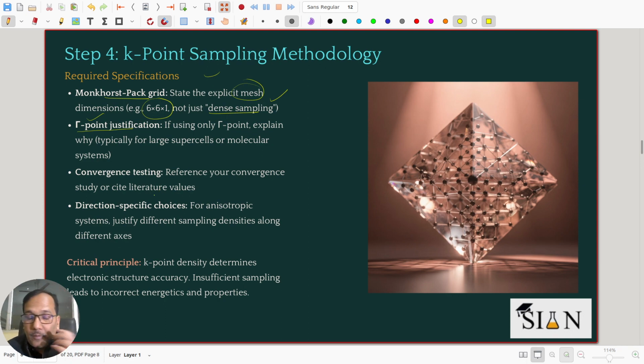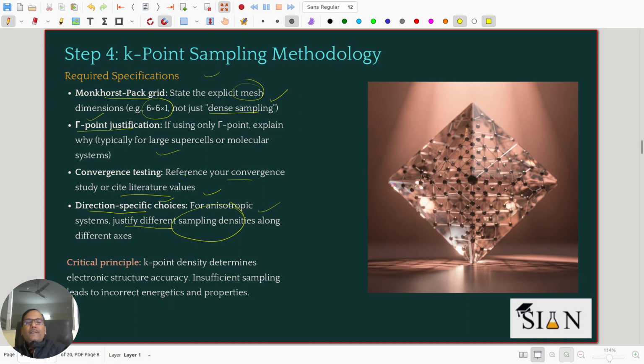For example, for a molecular system, if you are using a glucose molecule or a benzene ring type thing from chemistry and you want to optimize it, then you use a bigger simulation box. With the larger supercell, you can calculate using the Gamma point, meaning 1 cross 1 cross 1 k-points. And also convergence testing: reference your convergence study or cited literature values. And direction-specific choice for anisotropic systems: justify different sampling density along different axes.